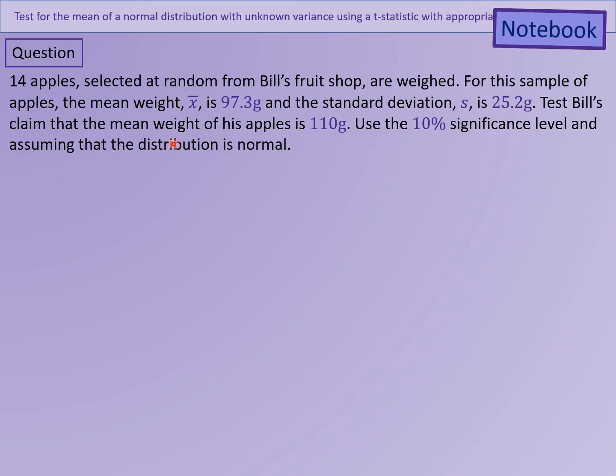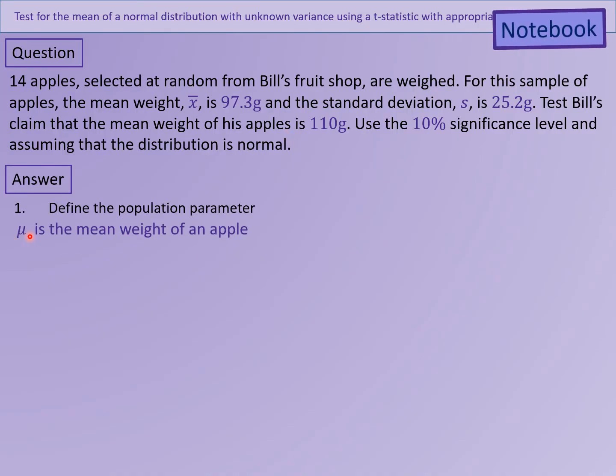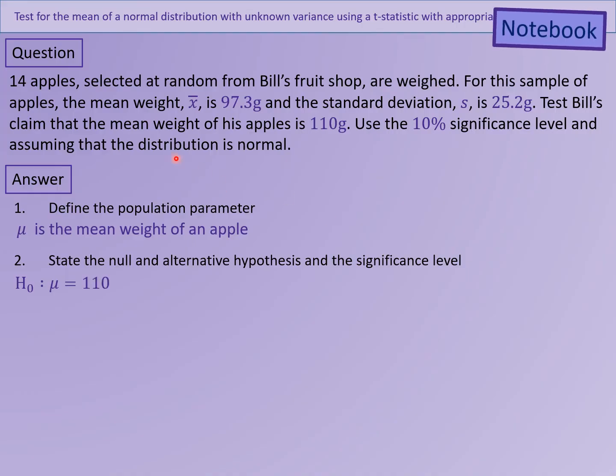Right, so I'm going to test that the mean weight of the apples is 110 using 10% significance. So define the population parameter first of all. Well, my mu value is the mean weight of an apple. My null and alternative hypothesis are given to me as the mean of 110, and I'm just looking for what's the probability it's changed. We're checking that claim. We don't know whether it's right, we don't know whether it's bigger than that or smaller than that, so therefore our mu value is going to be not equal to 110. We're just checking that claim.